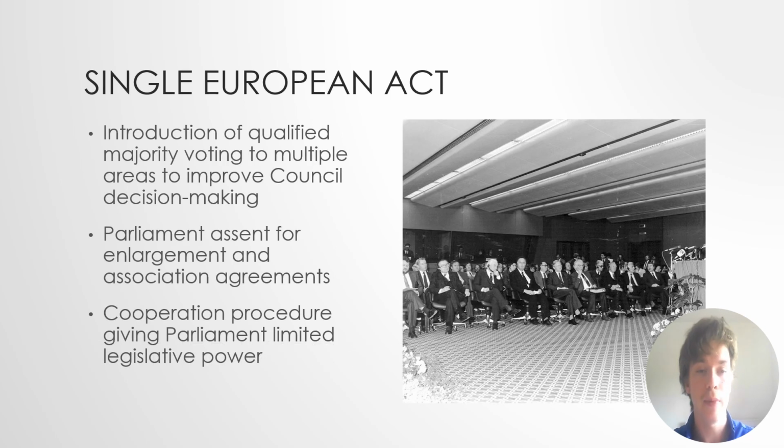The Single European Act saw the introduction of qualified majority voting to multiple areas to improve council decision making. Parliament assent for enlargement and association agreements is now required. It also introduced the cooperation procedure, which gave the Parliament limited legislative power.